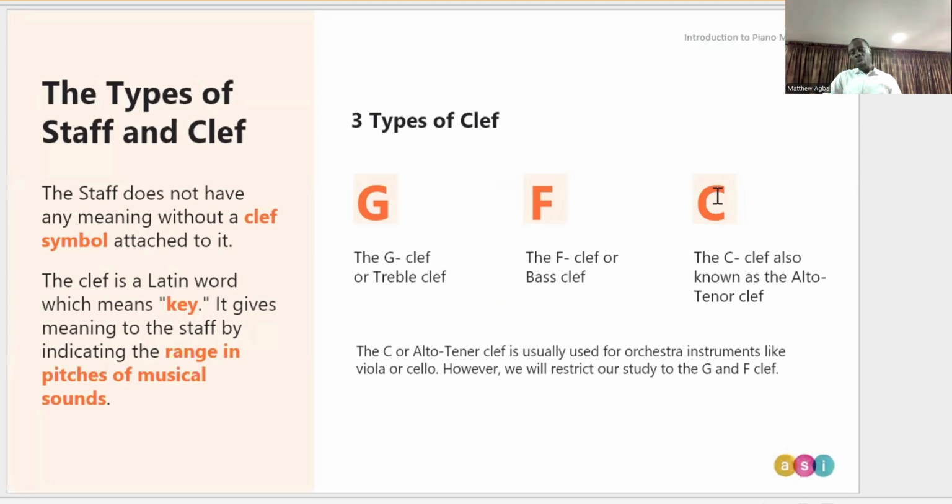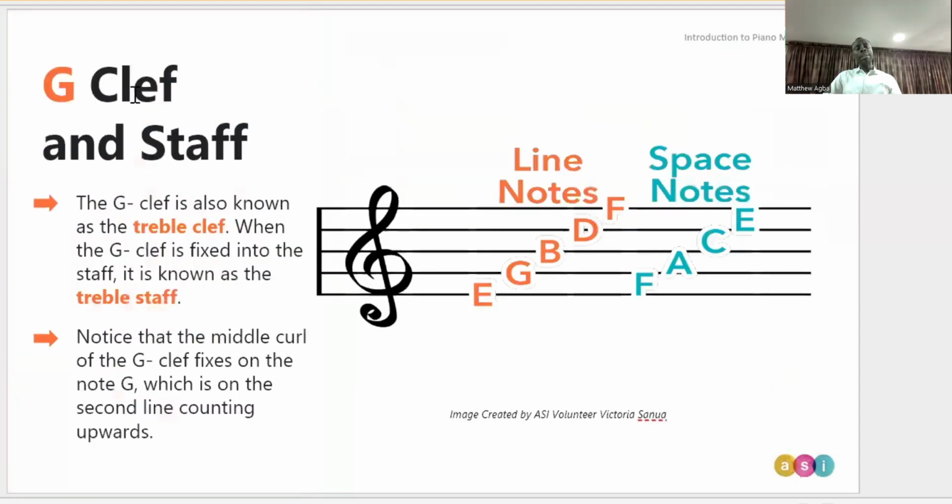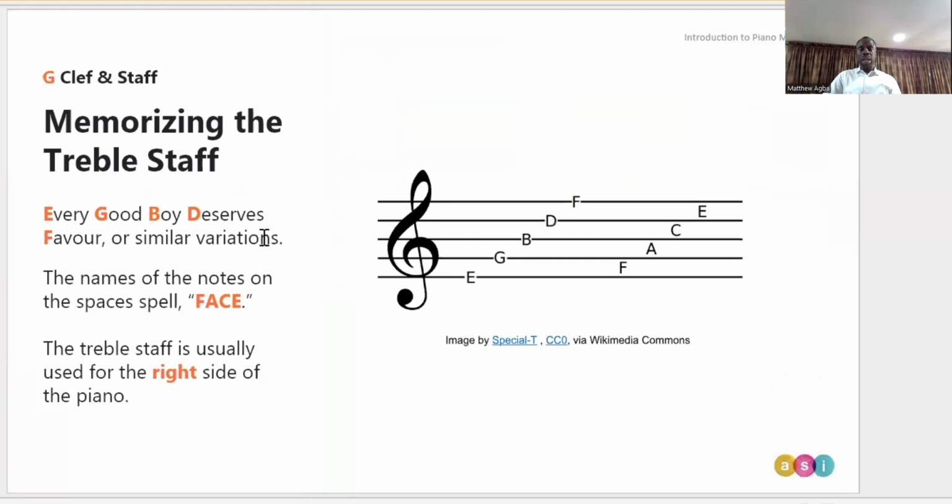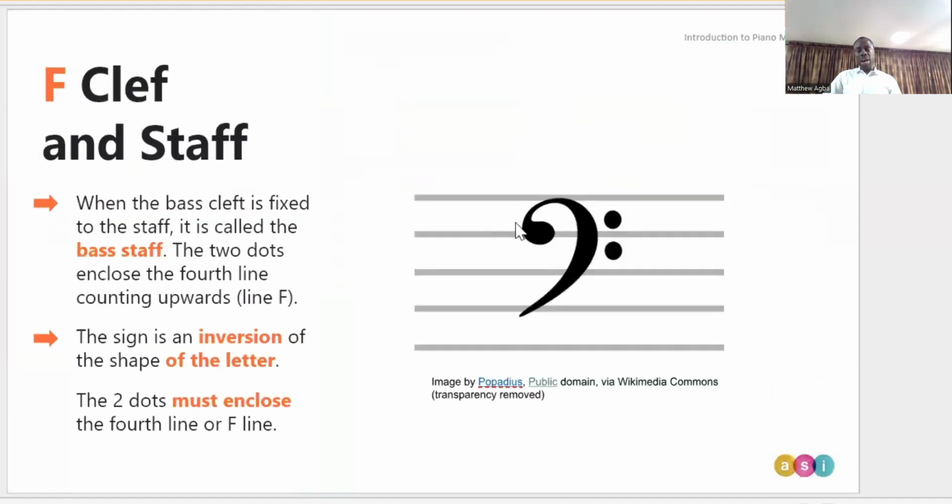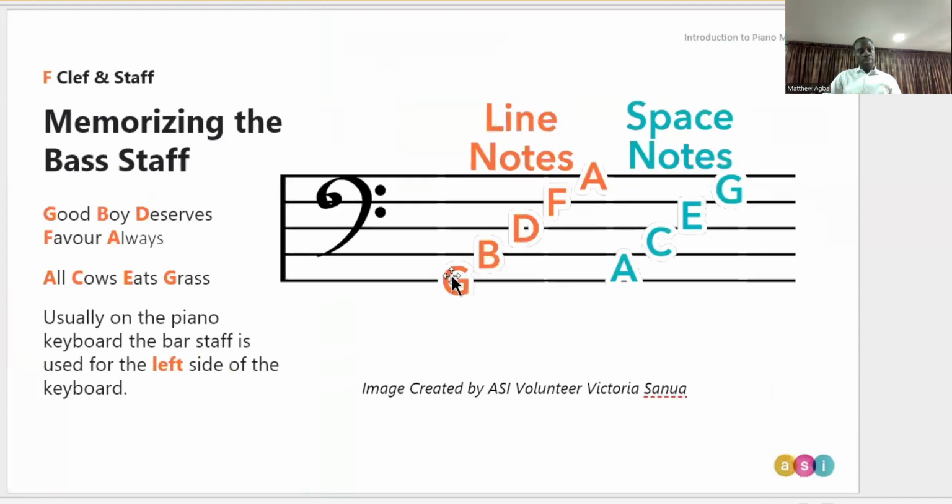So for the purpose of our piano music, we're talking about the G and F, and we excluded the C clef. We looked at the G clef and staff, how it is drawn, where it is placed on the staff. We looked at the names on the lines and spaces of the treble staff, which is Every Good Boy Deserves Favor for the lines, and FACE for the spaces. We went on to look at the bass staff, how it is drawn, the two dots, and closing the fourth line. We looked at the names of the notes on the lines and spaces: Good Boys Deserve Favor Always, and All Cows Eat Grass.